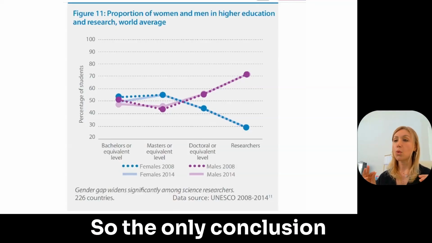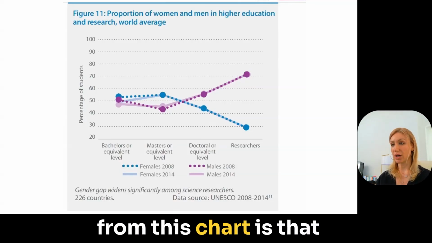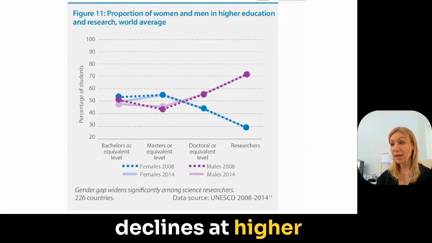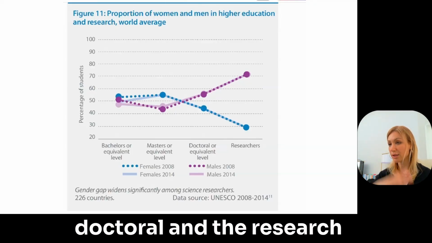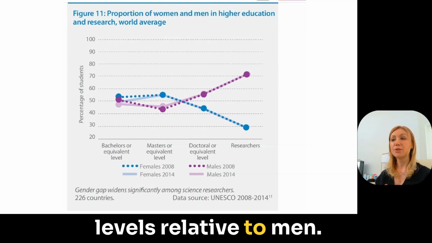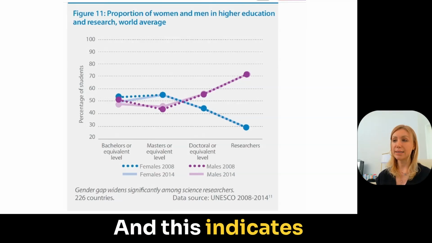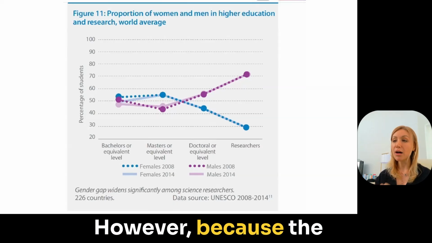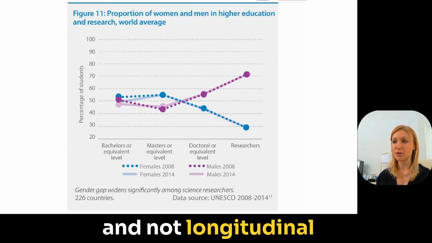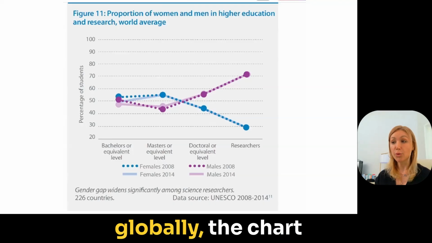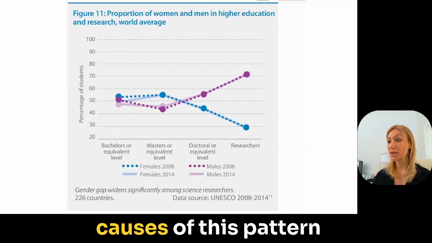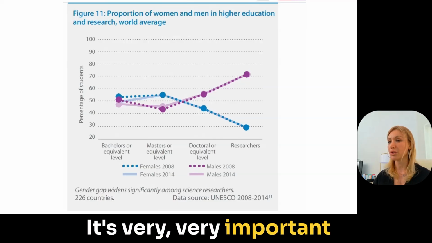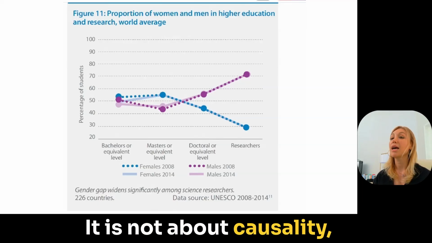So the only conclusion that we can make from this chart is that women's representation declines at higher levels of academic and research careers, the doctoral and the research levels, relative to men. And this indicates a widening gender gap at later stages. However, because the data are cross-sectional and not longitudinal, and aggregated globally, the chart doesn't explain the causes of this pattern or track individuals' career progression. It's very, very important to understand it is not about causality, it is about association.